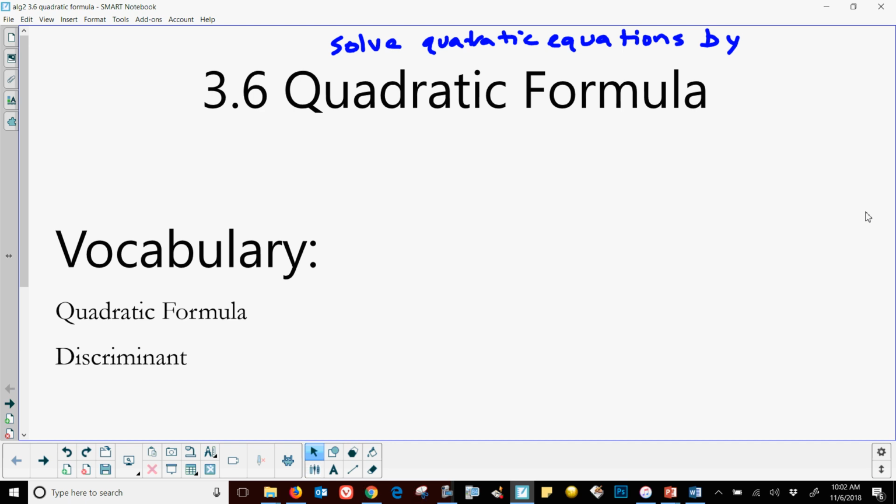Now, there's a couple of vocabulary words. I don't do a ton of vocabulary. One of them is quadratic formula, which we'll learn here in a minute. The other one's called discriminant. Again, we'll learn here in a minute.